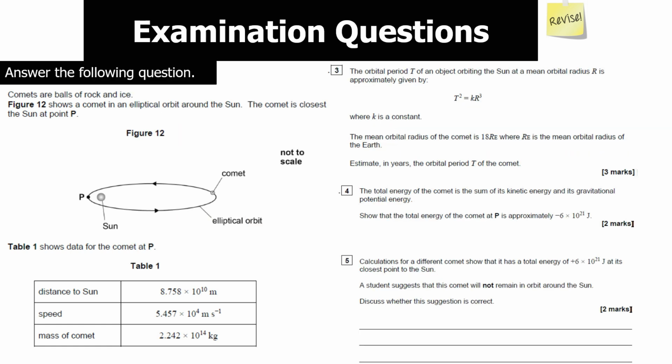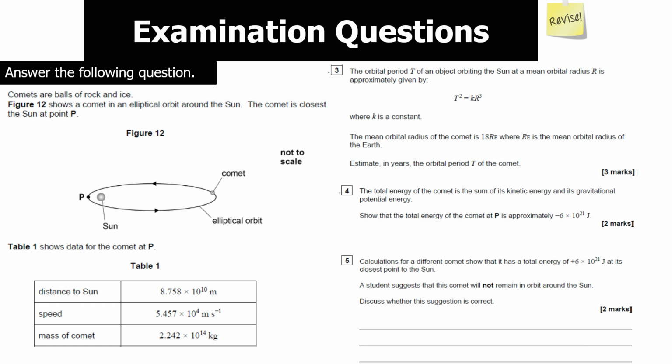orbit. The next question says, the orbital period T of an object orbiting the sun at a mean orbital radius r is approximately given by T squared equals k r cubed. The mean orbital radius of the comet is 18 rE, where rE is the mean orbital radius of the Earth. Estimate in years the orbital period T of the comet.